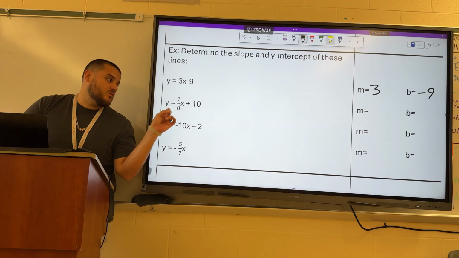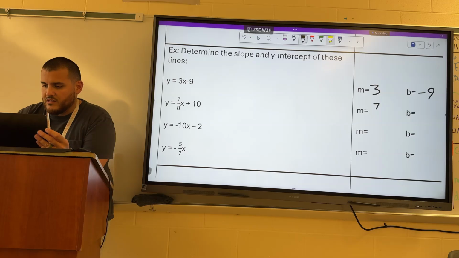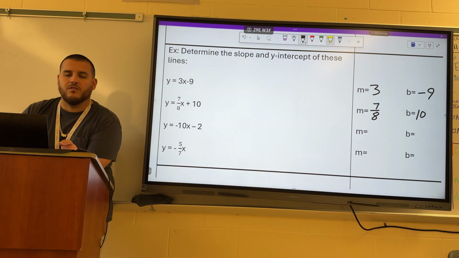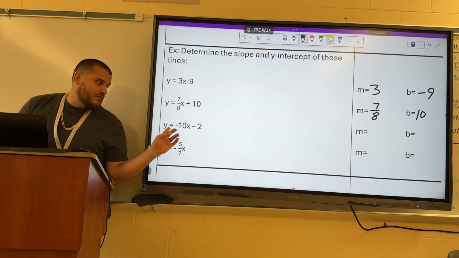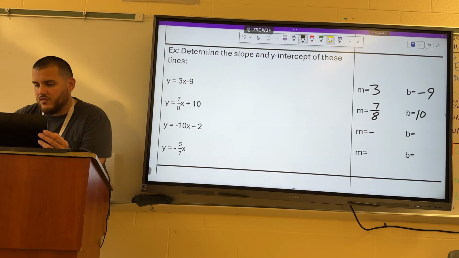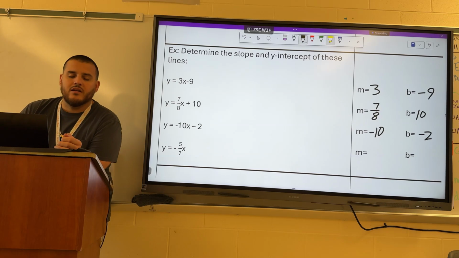Our next line is y equals 7/8 x plus 10. We will often see our slope as fractions like that, 7/8, and we have a +10 after for our y-intercept. Right, we have an equation here, y equals -10x minus 2. So that's a -10 in front of our x, that's our slope. We have a -2 after, that's our y-intercept.